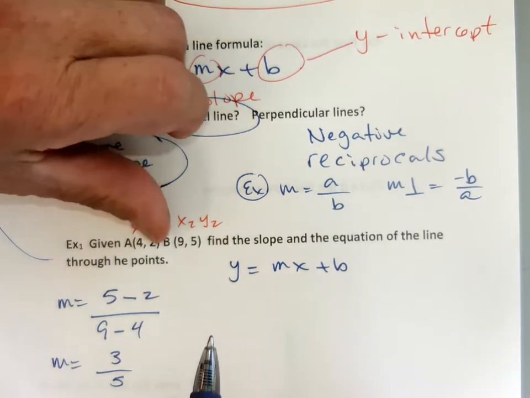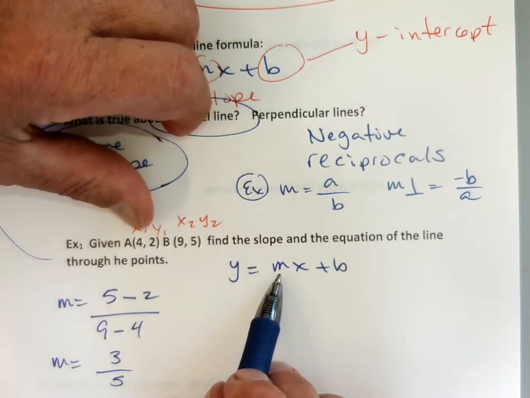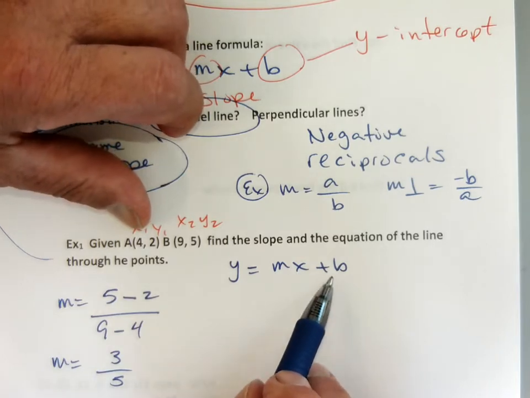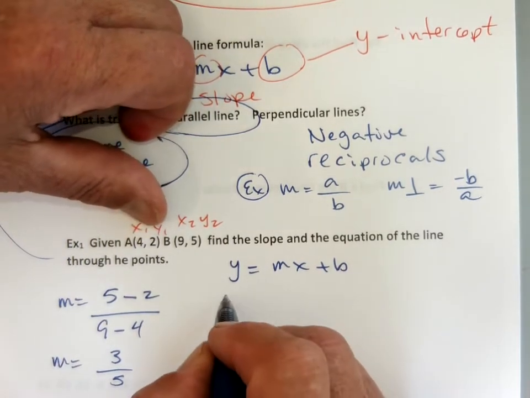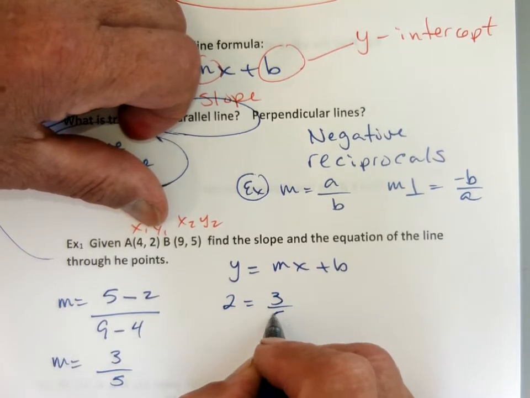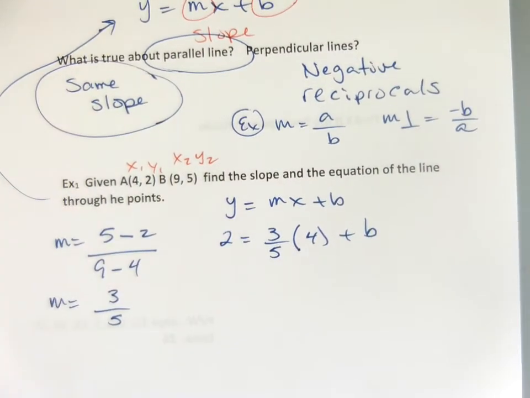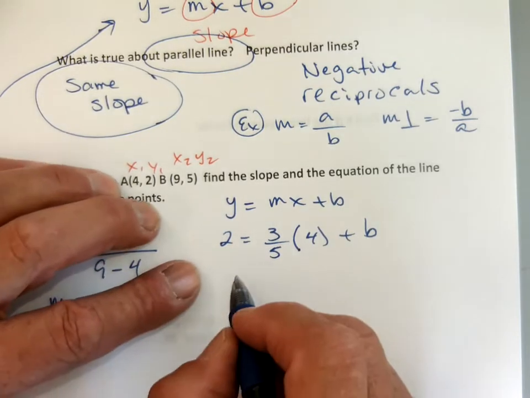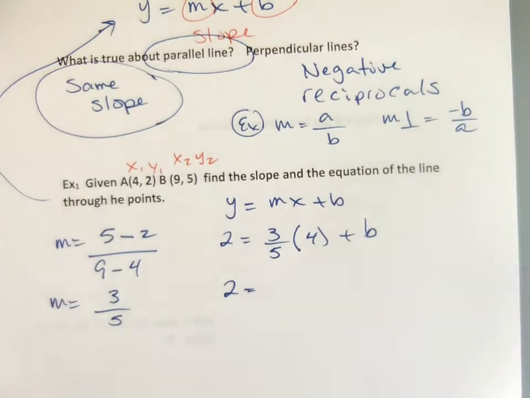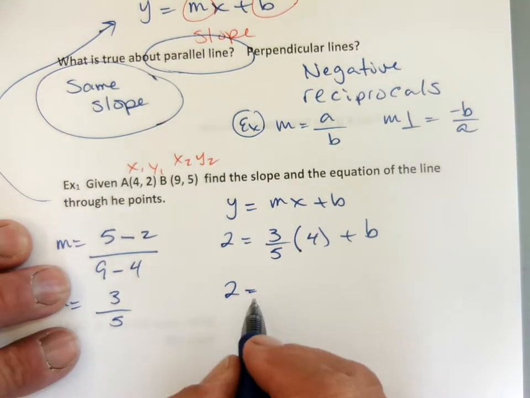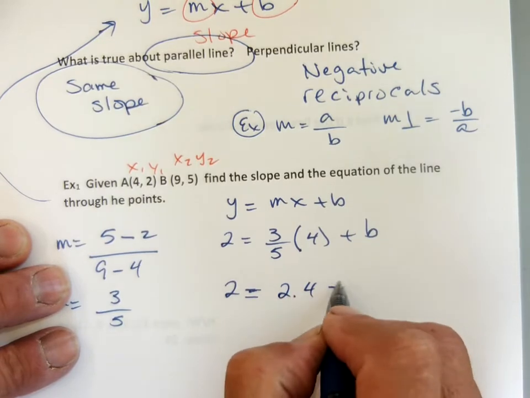So I'll put my 2 in for my y, my 3/5 in for my slope, and my 4 in for x, and we'll solve for b, which is the y-intercept. So 2 equals 3/5 times 4 plus b. May as well just use decimals in this case, because anytime I divide by 5, I'm going to get a decent decimal. 2 equals 12/5, which is 12 divided by 5, 2.4. Okay, good. So 2 equals 2.4 plus b.